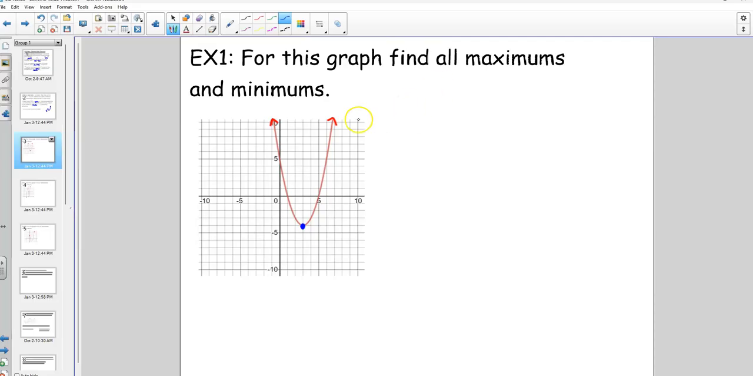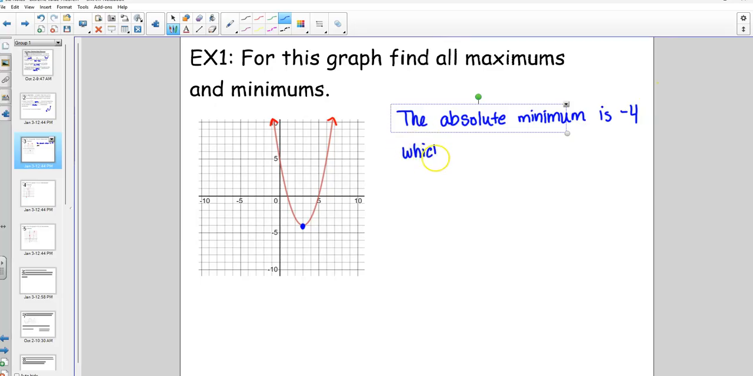So the way that I want us to write this is: the absolute minimum is, you want to give the y value. What's the lowest y value you've got? -4. And then I would say which occurs at x equals, the x coordinate is 3, right here.